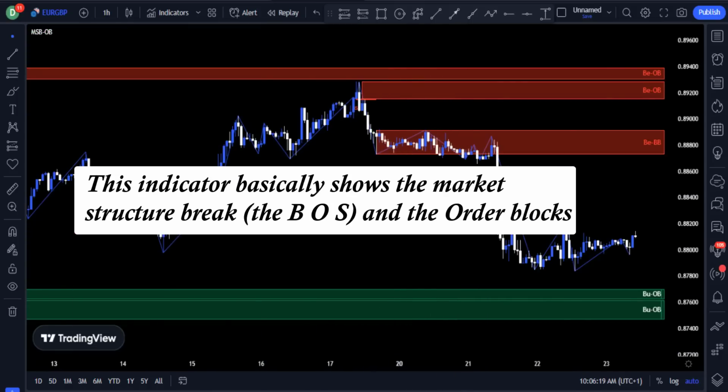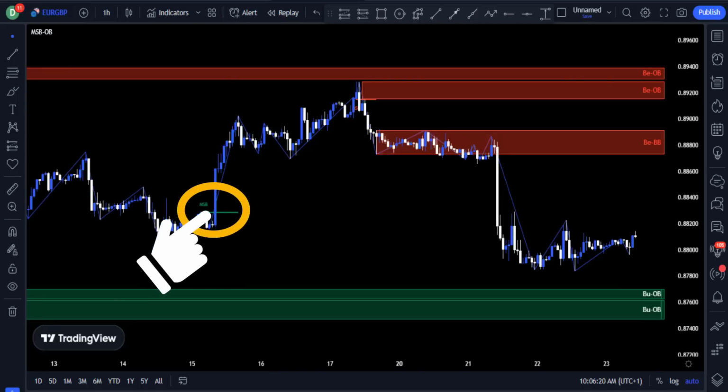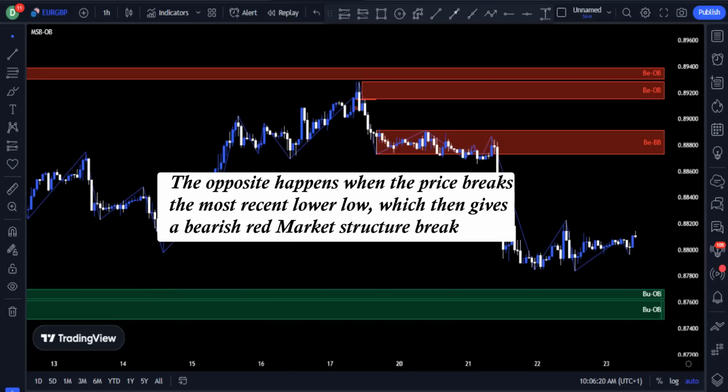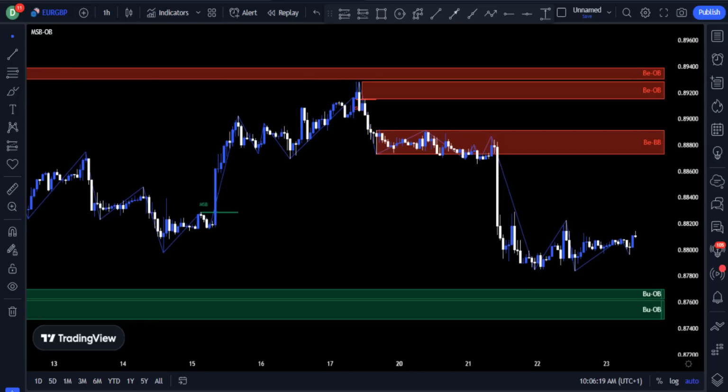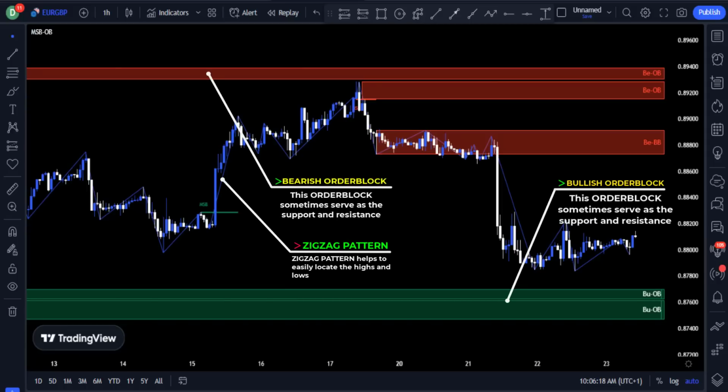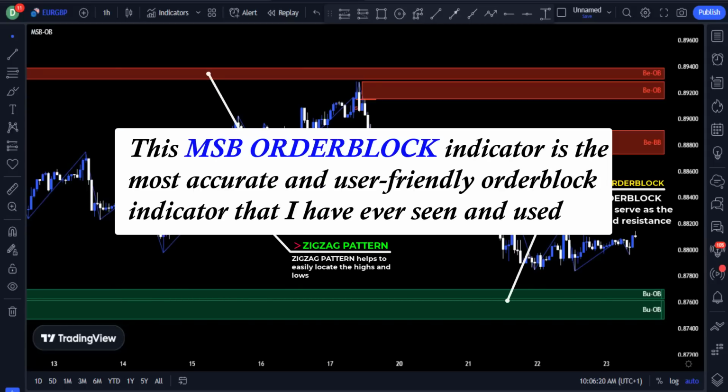Now, this indicator basically shows the market structure break, the BOS and the order blocks. The bullish breakout occurs when the price breaks the most recent higher highs. This is when the indicator shows a green MSB, which means the market structure break. On the other hand, when the price breaks the most recent lower low, we have a bearish red market structure break. This indicator also includes the zigzag patterns, which help us to easily spot the lows and highs, and the market structure. We have these order blocks, which can also be used as supply and demand zones. So traders, I definitely believe that this order block indicator is the most accurate and user-friendly order block indicator that I have ever seen, and used as well.